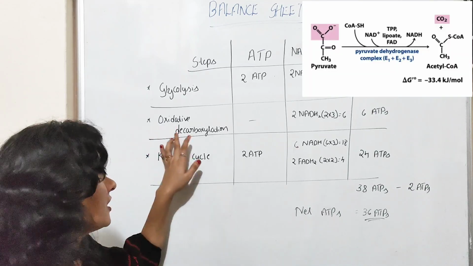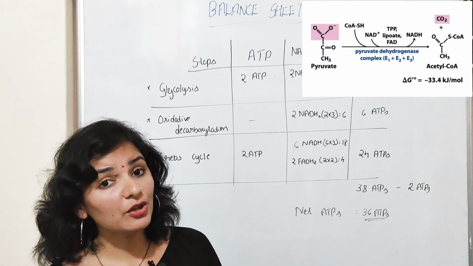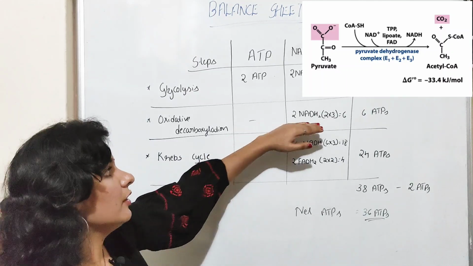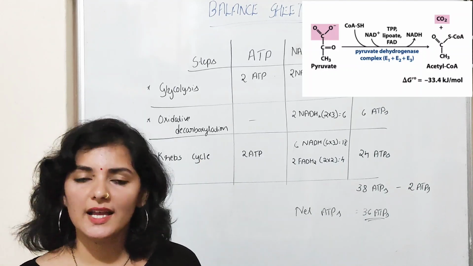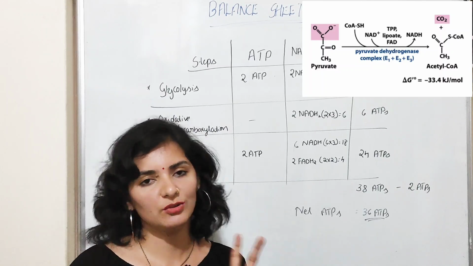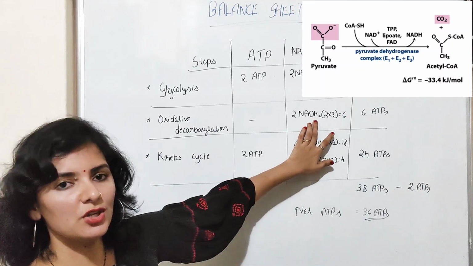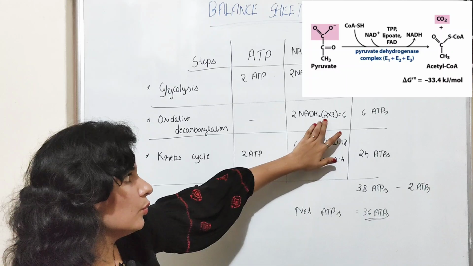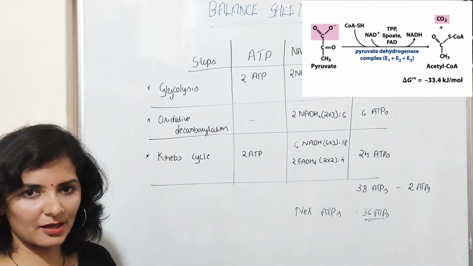Next step is oxidative decarboxylation. Oxidative decarboxylation is a single step where pyruvate is converted into acetyl-CoA. So no ATP is produced in this step, and only one molecule of NADH is produced during the conversion of pyruvate to acetyl-CoA. And this step takes place twice, as 2 molecules of pyruvate are converted into 2 molecules of acetyl-CoA. That's why 2 NADH are produced in this step, and each NADH can produce 3 ATP. That's why 2 into 3, 6. So a total of 6 ATPs are produced during oxidative decarboxylation.